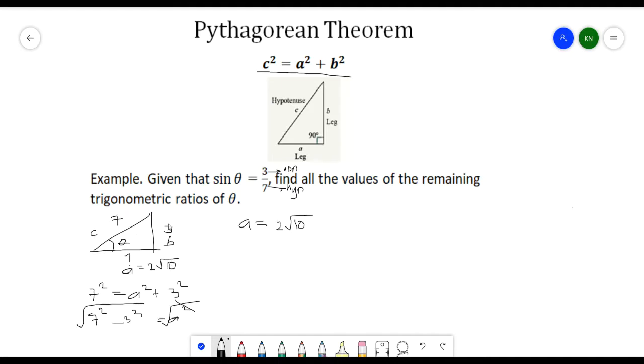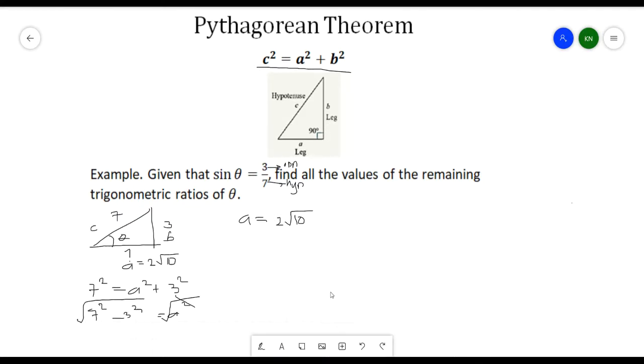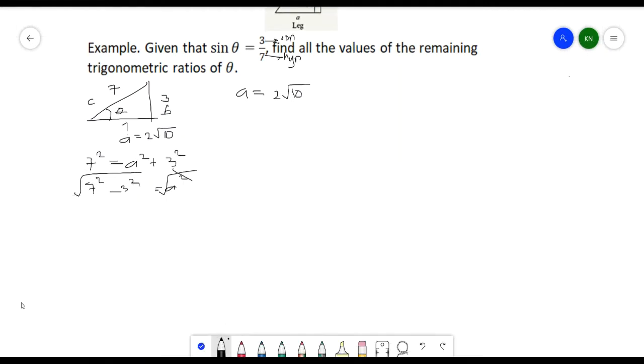From that we can already get the trigonometric ratios of our theta. So let's just move this here. We can already have the sine theta is equivalent to opposite over hypotenuse, so we have 3 over 7. Cosine theta is adjacent over hypotenuse, so we have 2 square root of 10 over 7. And we have the tangent theta is equivalent to opposite over adjacent. So we have 3 as our opposite, and our adjacent is 2 square root of 10, so we have 3 over 2 square root of 10.